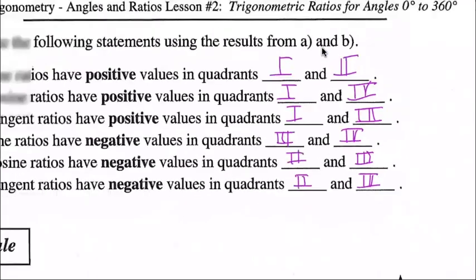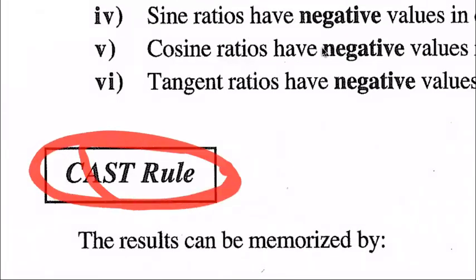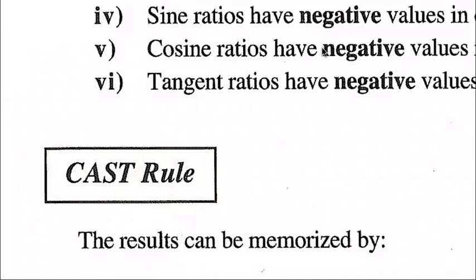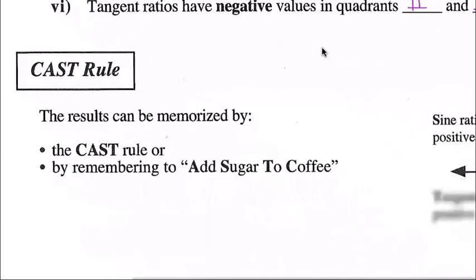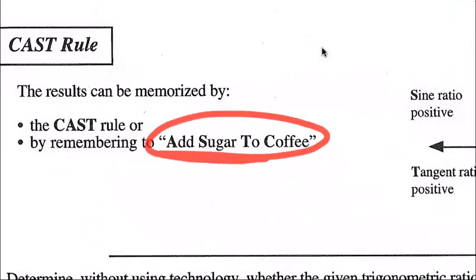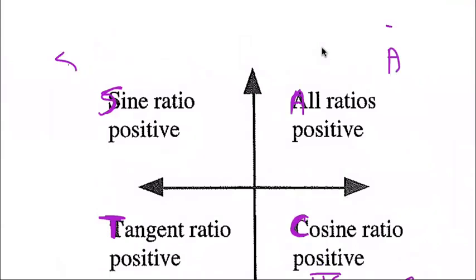But there's a much easier way to remember all of these. That rule is called the CAST rule. Okay? The CAST rule tells you where the trig ratios are positive. If they're not positive, then they have to be negative, correct? So the CAST rule, or some people like to use this one, add sugar to coffee, and there's a reason. The CAST rule is defined as this: C A S T. And it's called the CAST rule because it spells a word, right? Except you have to remember that you start in quadrant 4 when writing out your CAST rule. C A S T. Okay.